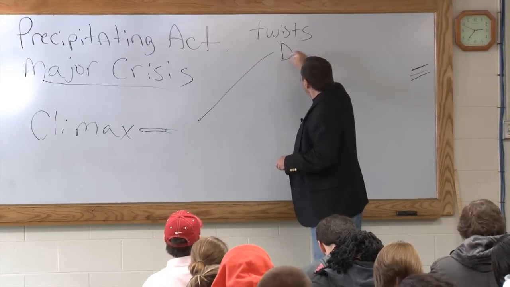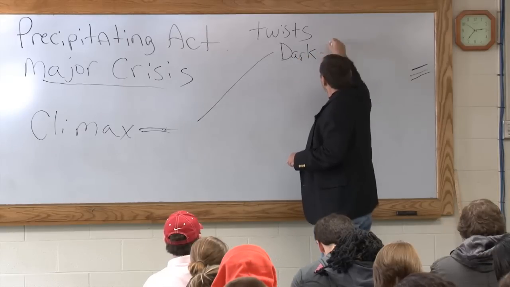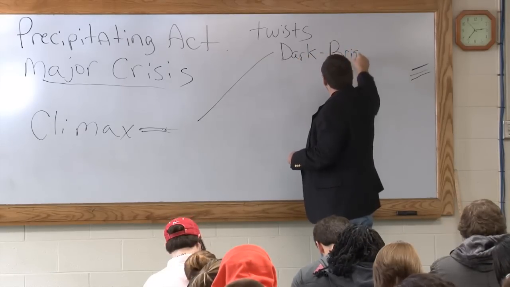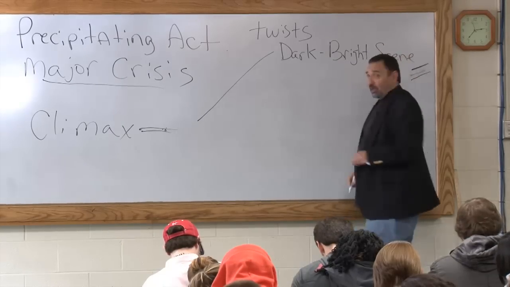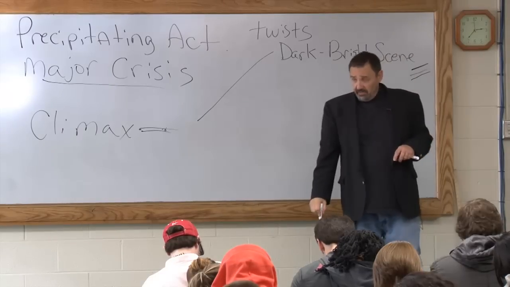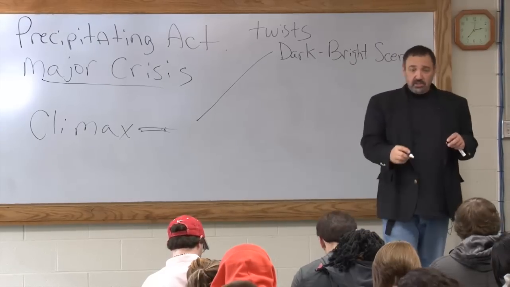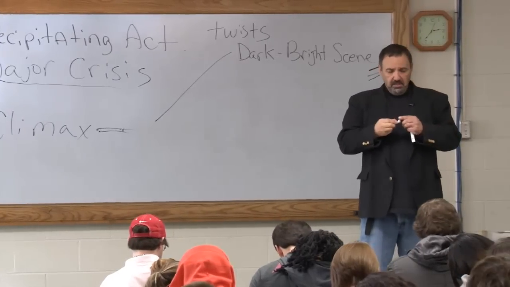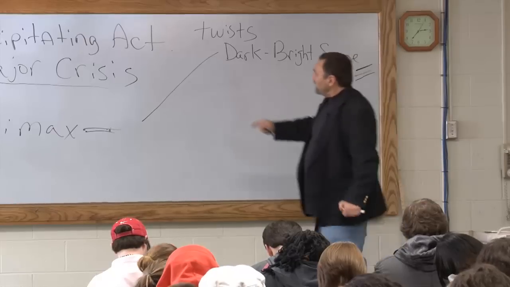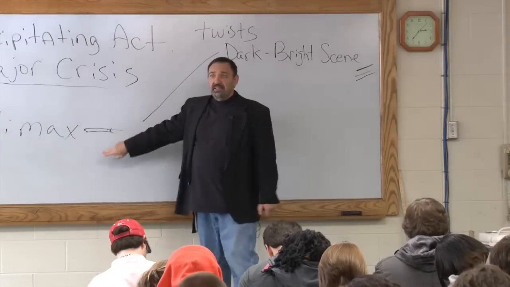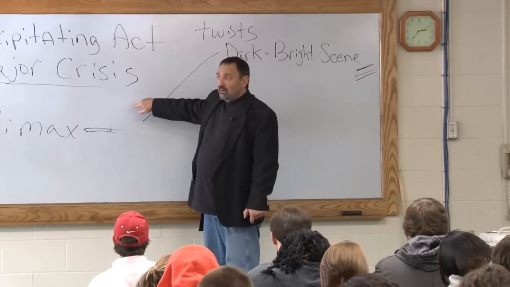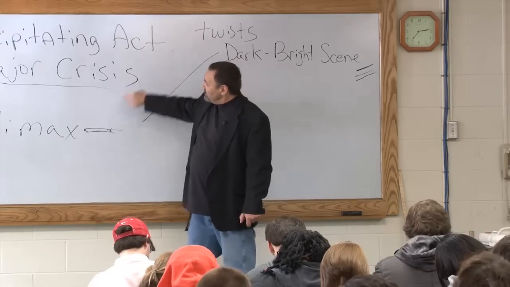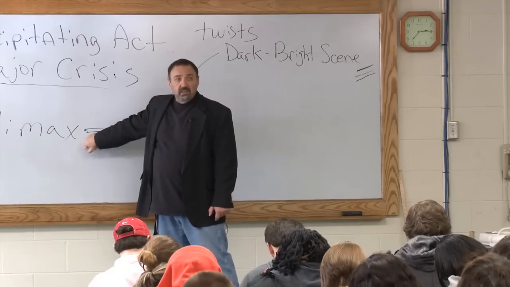And it's called a dark, bright scene. The dark, bright scene is a twist that happens between the major crisis and the climax. It happens in here. It's a twist between the major crisis and the climax.